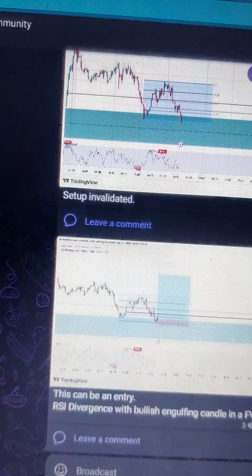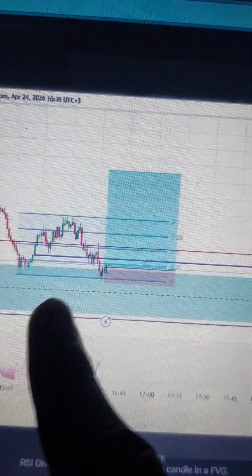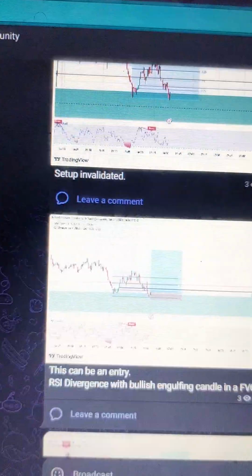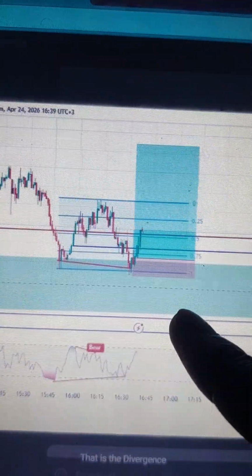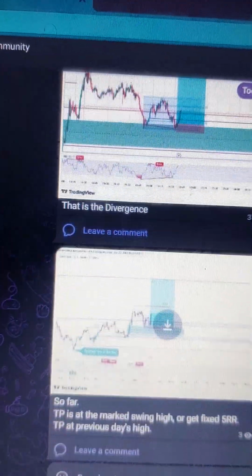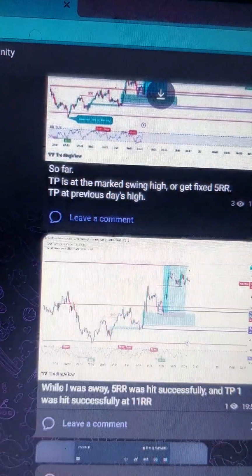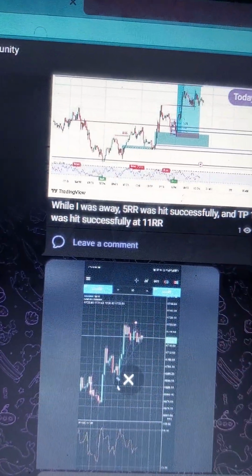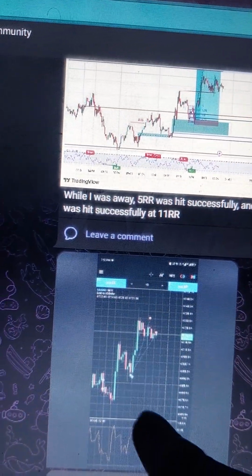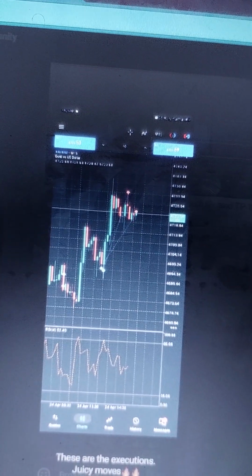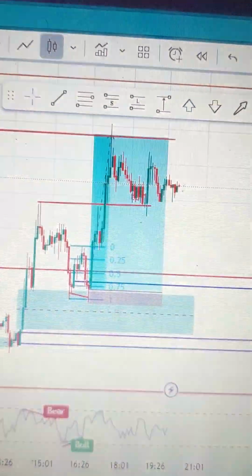And then we reframed an entry using divergences at this point. This was before, this was during, and this is after the trade has played out, and these are the executions. So I want to show you how we've taken this trade from here up to here as a price action review. So go to the charts.